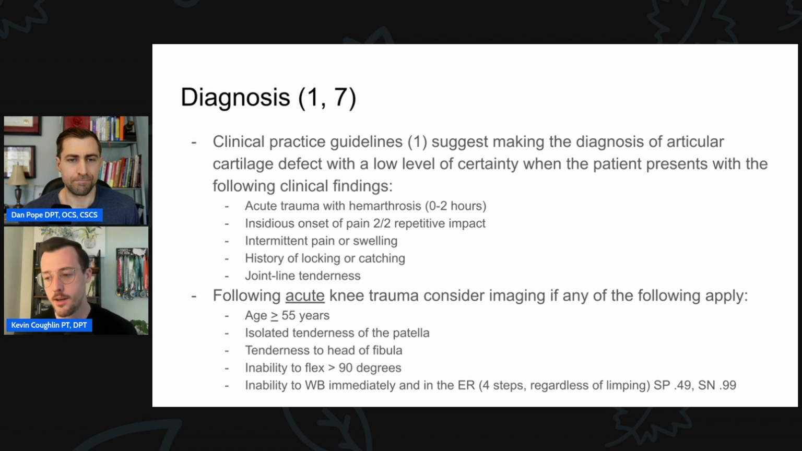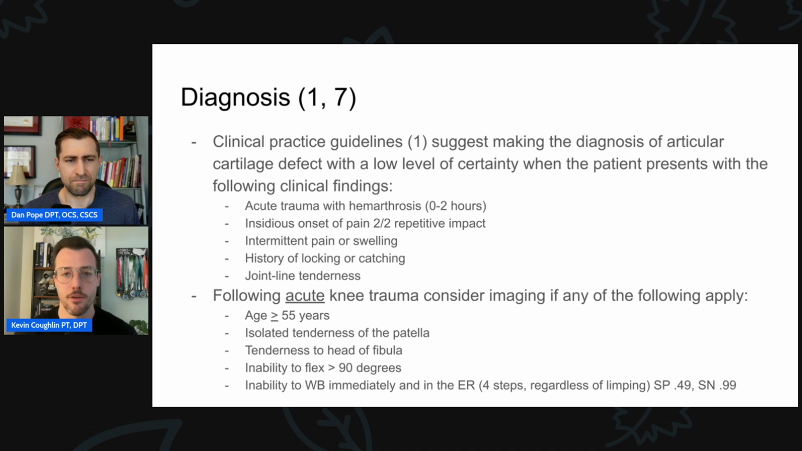I didn't know there were Ottawa knee rules. Were you aware of that? Nope. Ottawa ankle rules. So they just said, when should you refer somebody for imaging if they had an acute trauma? So if they're over 55 years old, they have isolated tenderness of the patella, tenderness of the fibular head, inability to flex their knee past 90 degrees, and they can't really bear weight, especially once they get to the emergency room, for more than 4 steps.